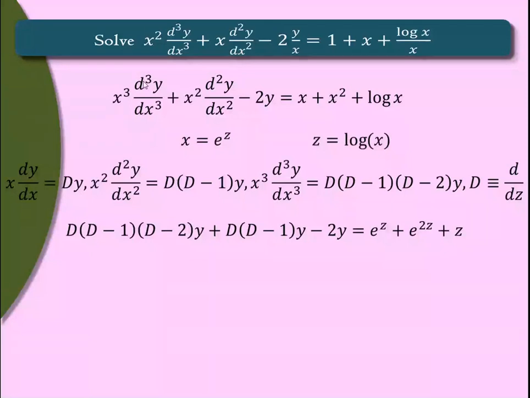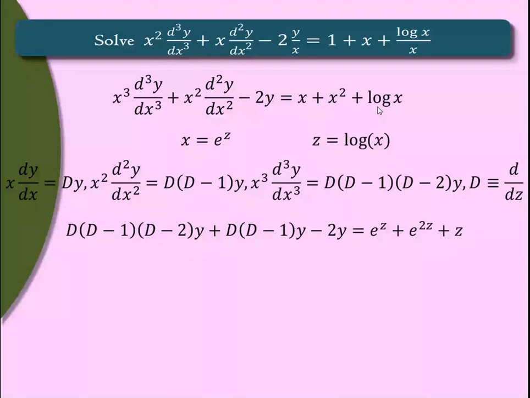But here, derivative up to cube is there, so we take the corresponding substitution also. Put these values here, D into D minus 1 into D minus 2 y. Middle term will be D into D minus 1 y, minus 2y as it is. Now we have to do the substitution for right hand terms also.